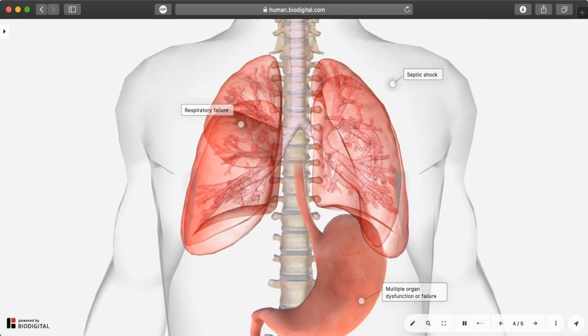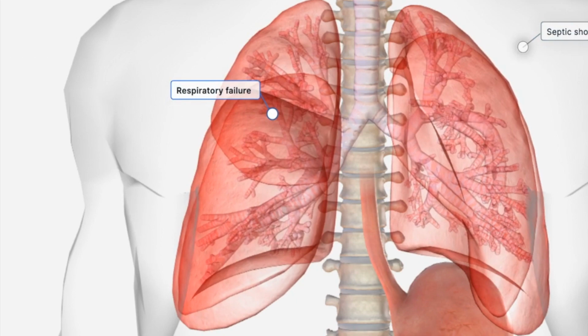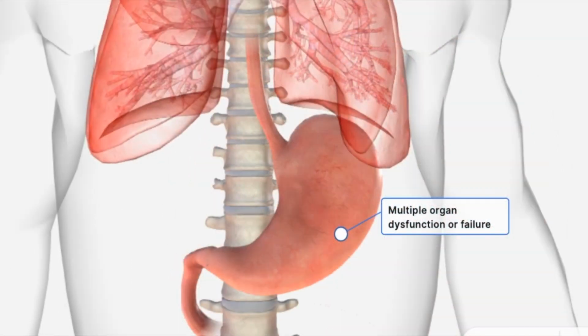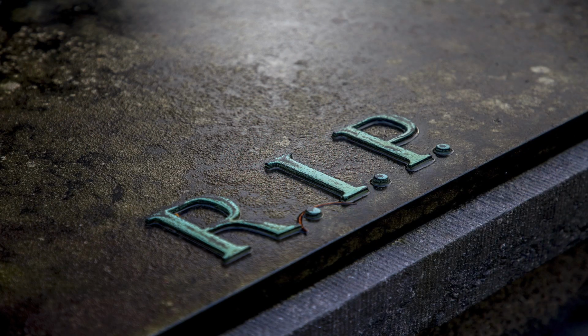critical form of the disease in which we may find septic shock, respiratory failure, and then multiple organ dysfunction or failure. Because of the acute respiratory distress syndrome, the body is unable to get enough supply of oxygen through the blood as the alveoli are collapsed. So all the organs become dysfunctional or may fail, and the person ultimately dies because of these critical symptoms.